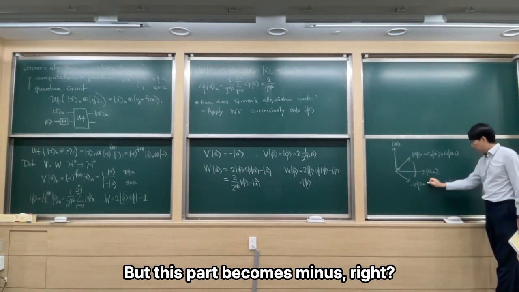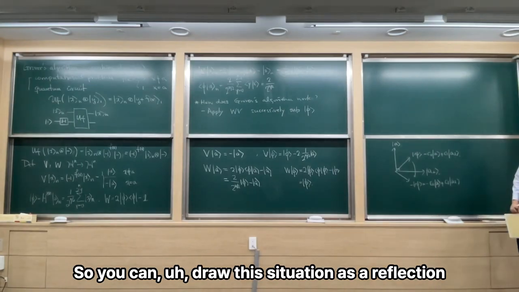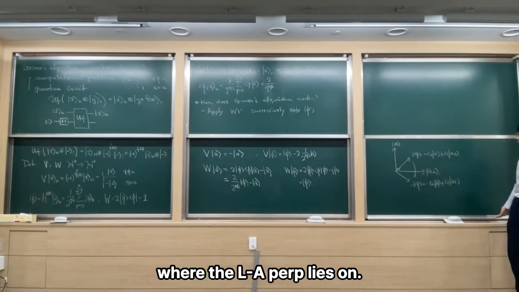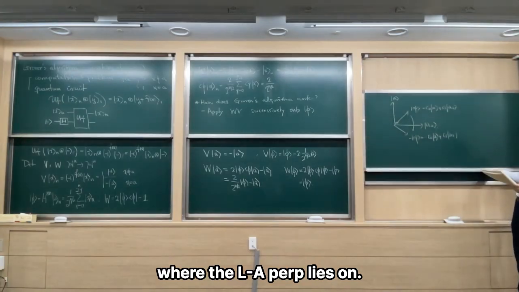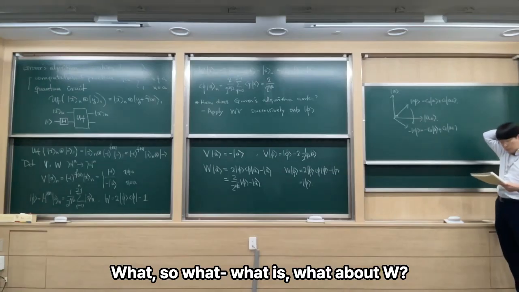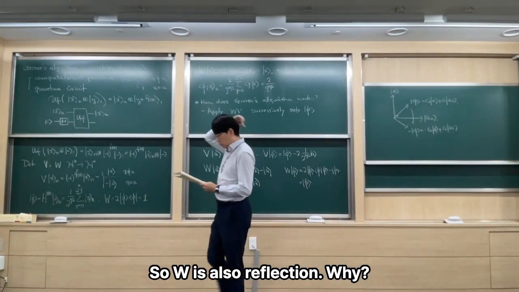But this part becomes minus, right? So you can draw this situation as a reflection across this hyperplane where the A perp lies on. And then what happens to W? What about W? So W is also a reflection.